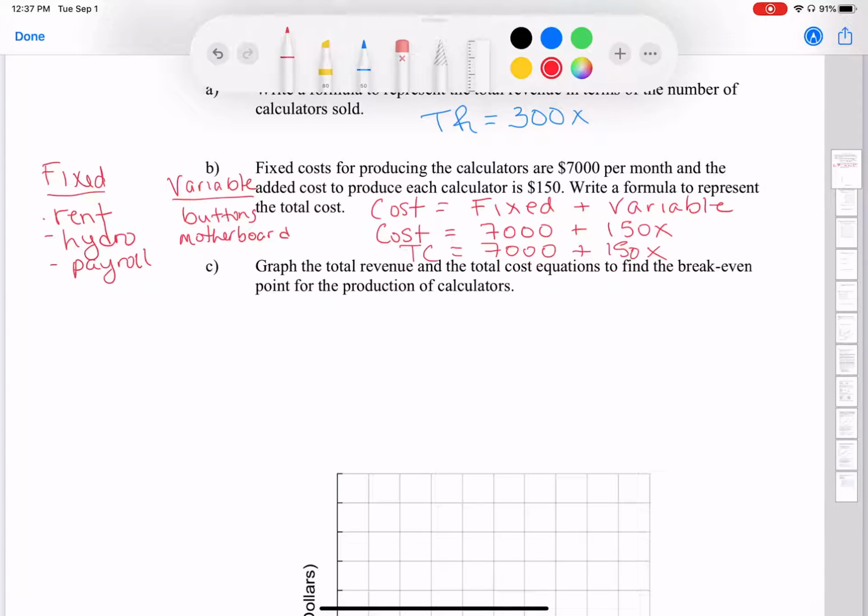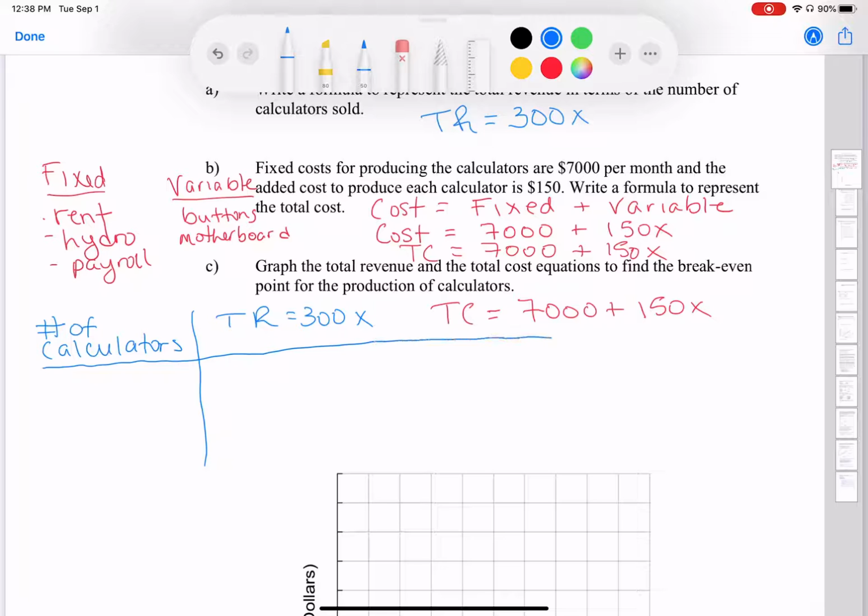So I'm going to set up a table of values for revenue and a table of values for costs. All right, so we have how many calculators, so the number of calculators that we sell, and we have total revenue, and our total revenue is equal to 300x, and we have the second one that we're going to look at in a minute, which is total cost, 7,000 plus 150x. All right, so we're going to set up a table of values.